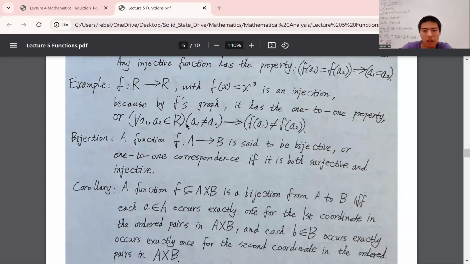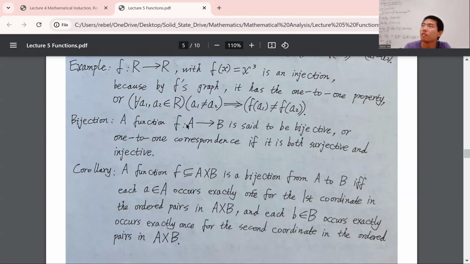And let's say one example. So f going from real number to real number with f(x) equal to x to the power 3 is an injection because if you have a chance to view the graph of x to the power 3, it looks like that. Just look at that, right? And this is x, this is f(x), and this is x to the power 3.